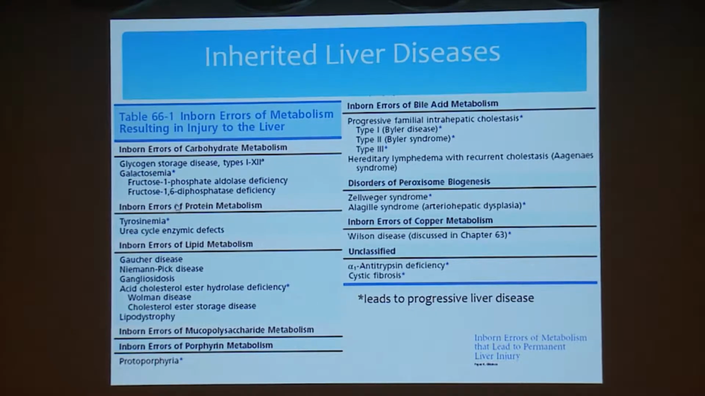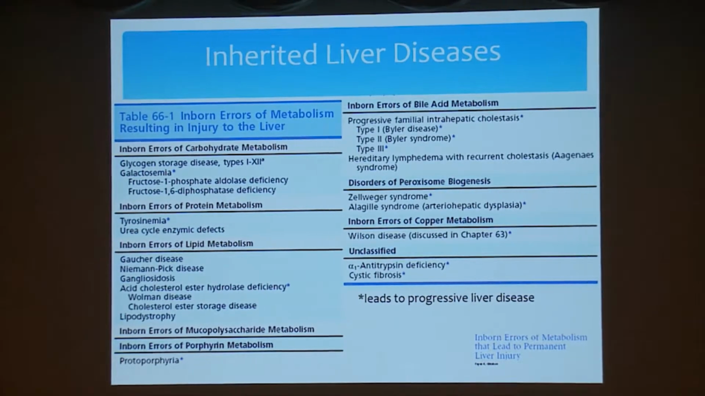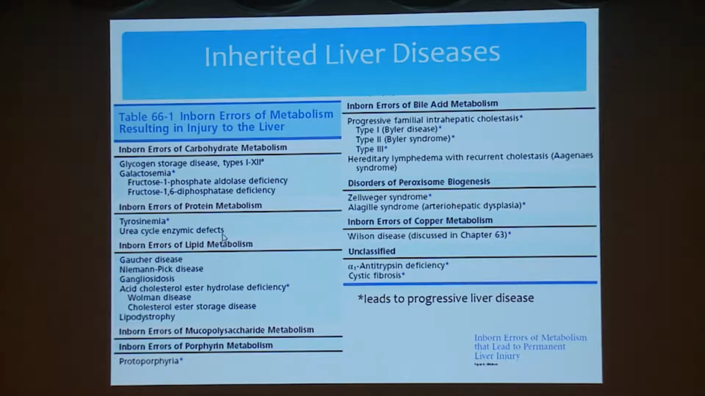Another group relates to protein metabolism defects, such as tyrosinemia, and the other group is the urea cycle enzyme defects. I think the diagnosis of these is not so difficult because they are all linked to good, readily available biochemical tests, like organic acids or lactate tests, and sugar chromatography, which can also detect large amounts of fructose or galactose.